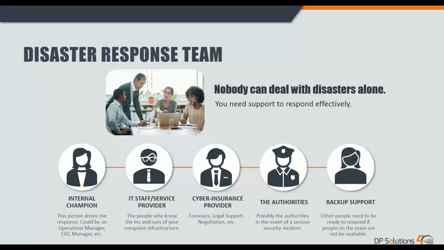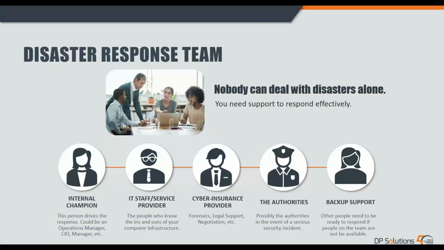And then backup support. So other people need to be ready to respond if people on the team are not available. So I mentioned all of these people. I mean, obviously the authorities don't have a backup. It's just other people within state and local government. But even though you have an internal champion, someone who's leading the charge, somebody else on the management team should have an idea of what's going on in the event of an incident, because we're all fallible.